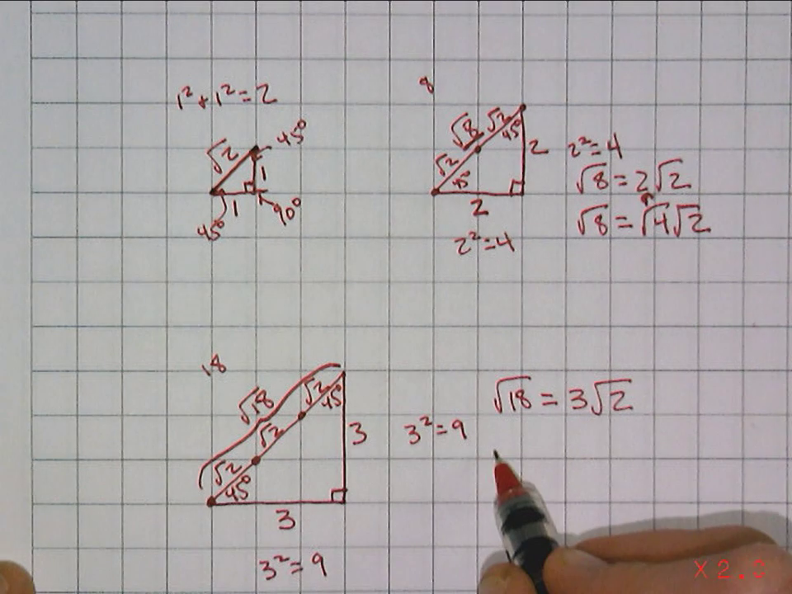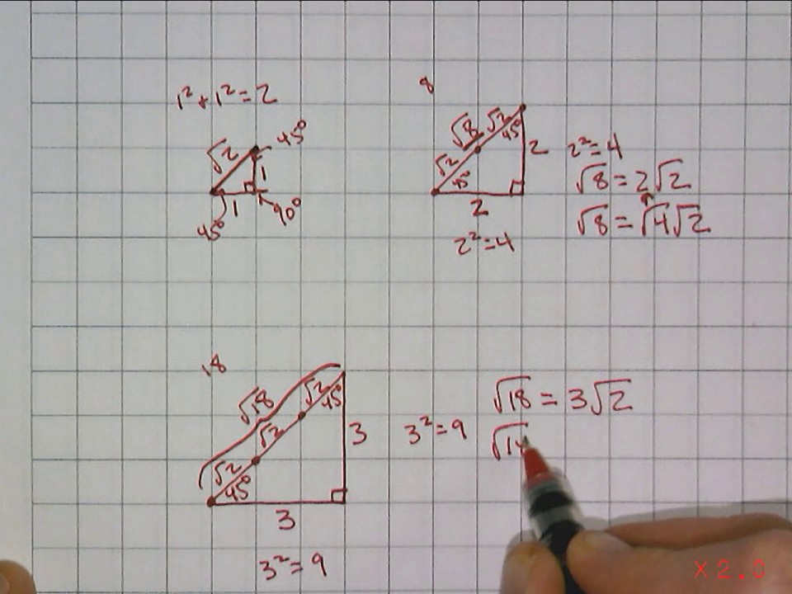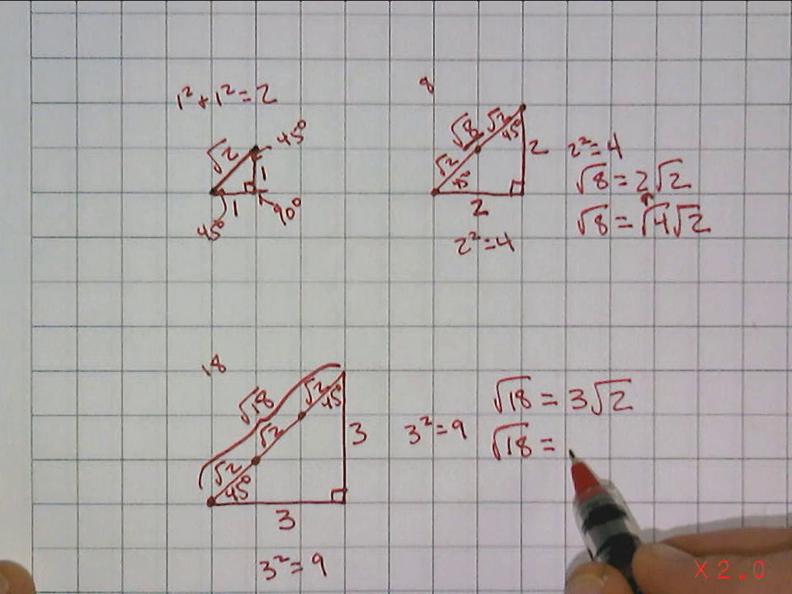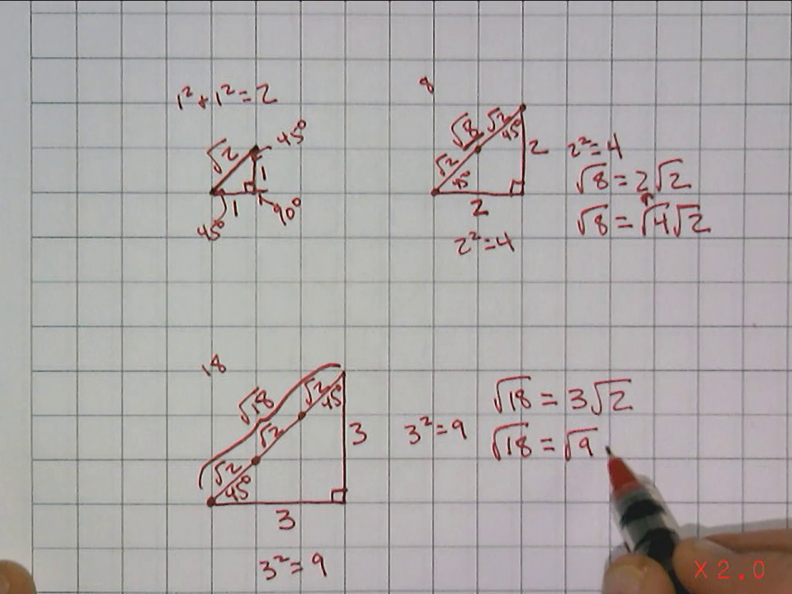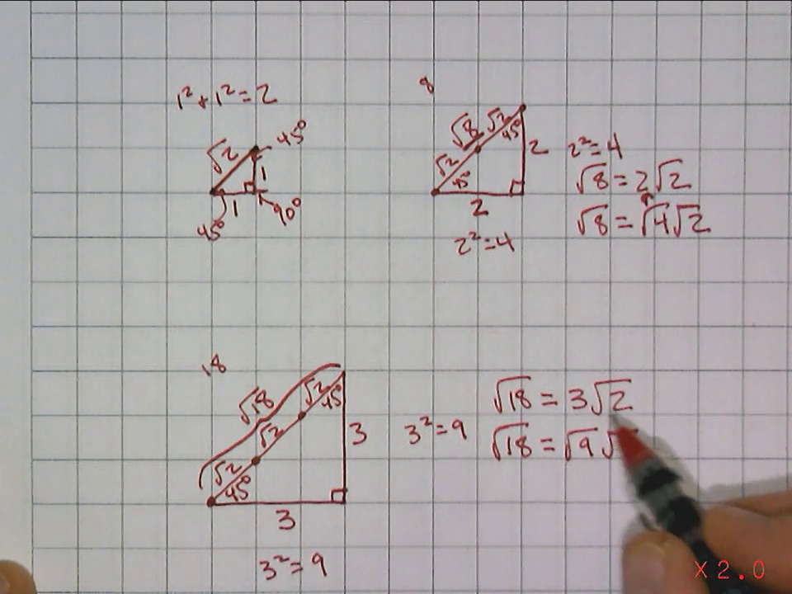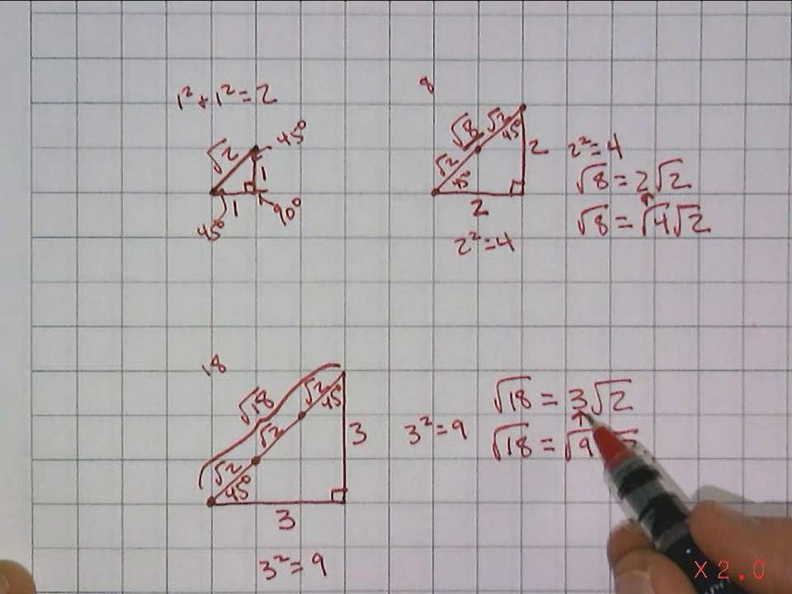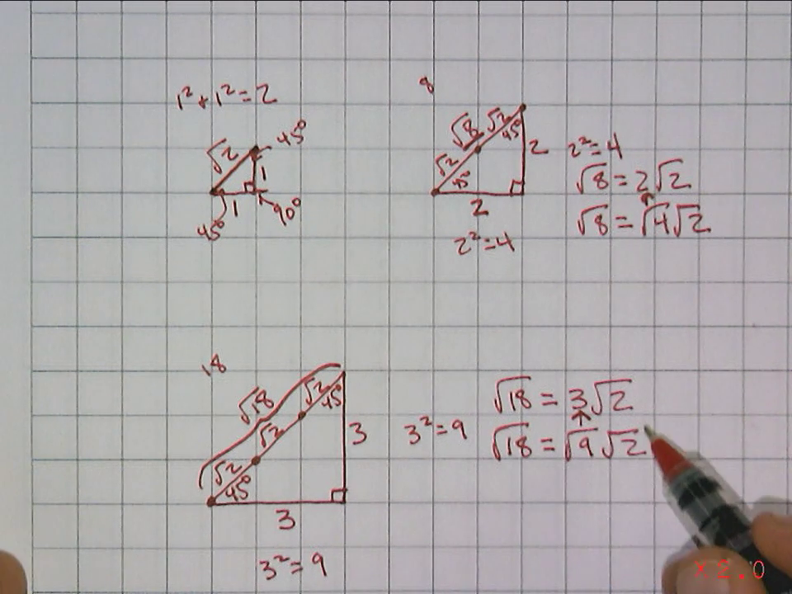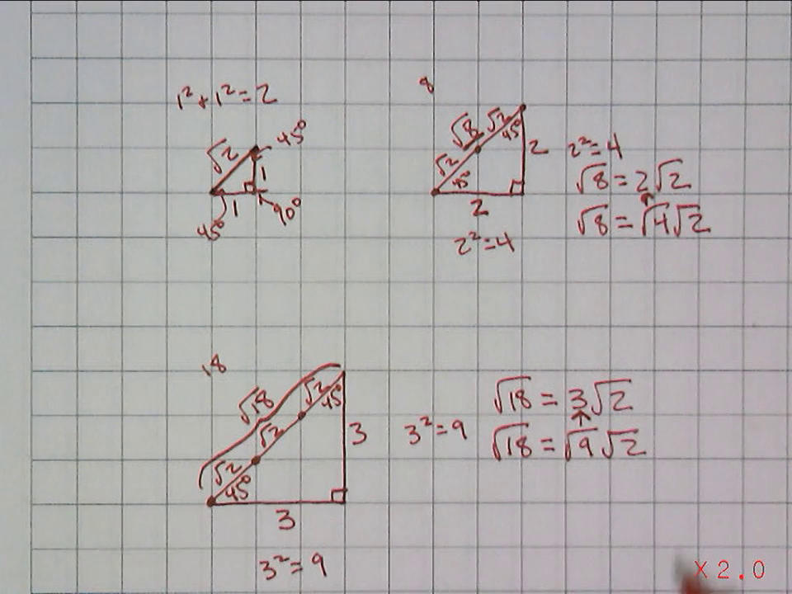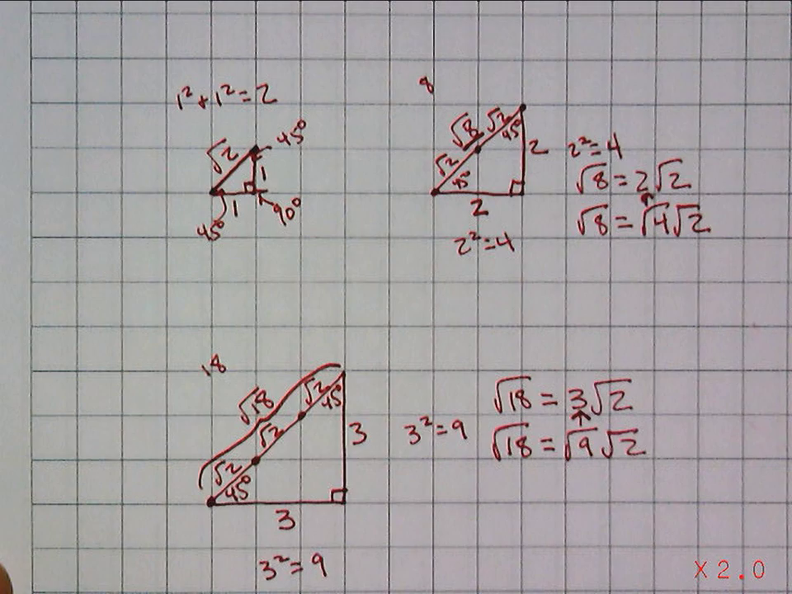And we could have taken the square root of 18 and factored it to the square root of 9 times the square root of 2. 9 times 2 is 18. And there we again see that the square root of 9 gives us the 3. Square root of 9 is 3. And so 3 square roots of 2 is the simplified version of the square root of 18.